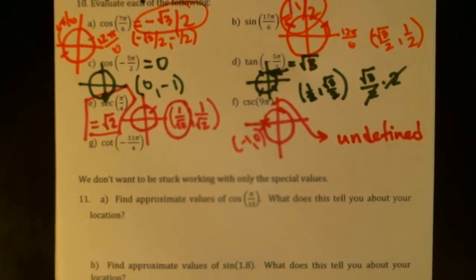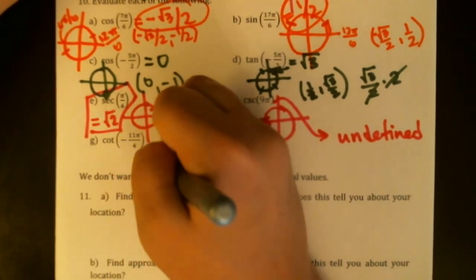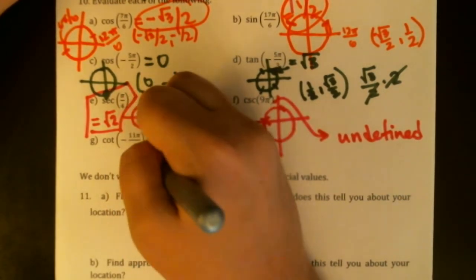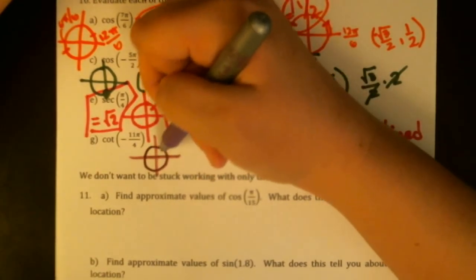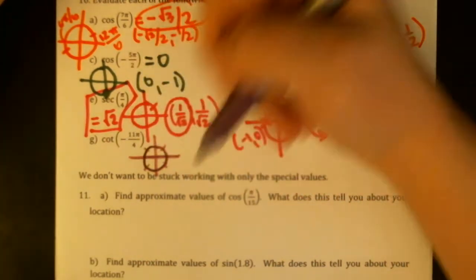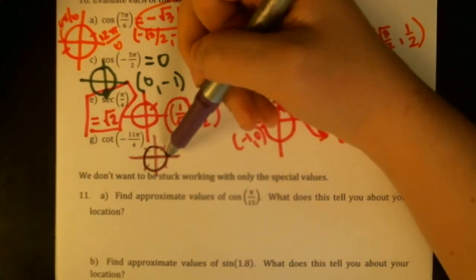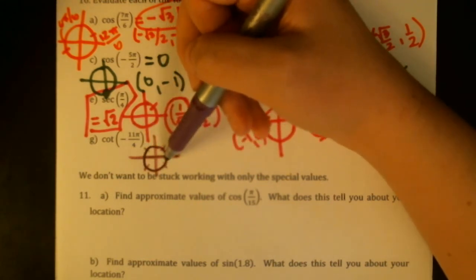Okay, one more. Let's see if we can make our purple work for just this one. -11 pi over 4. Okay, so pi over 4 is a quarter of the way through a quadrant. We're going negative, -11 pi over 4. That's more than once around. So all the way around is -8 pi over 4. That reduces to -2 pi.